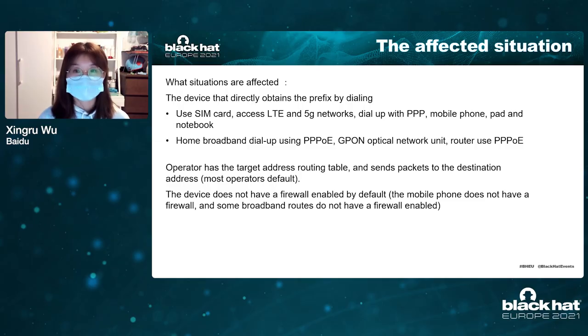So, what situations are affected? First, the device needs to obtain the prefix by dialing. Generally, these are mobile phones and pads with SIM cards, as well as GPONs and routers in broadband networks. And the operator has the target address routing table and sends the packet to the destination address. At last, the target device must have no firewall enabled. If the above points are met, congratulations, you can conduct an attack test on such devices.